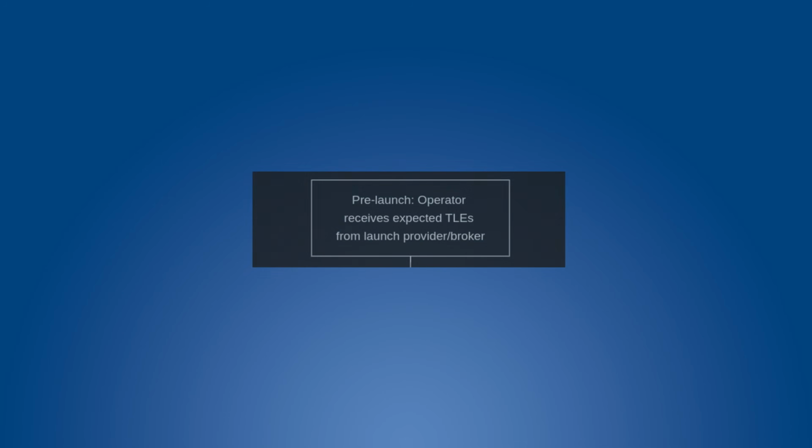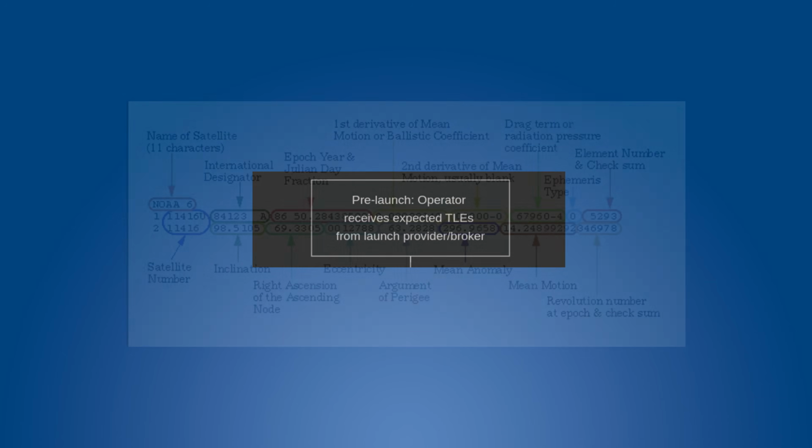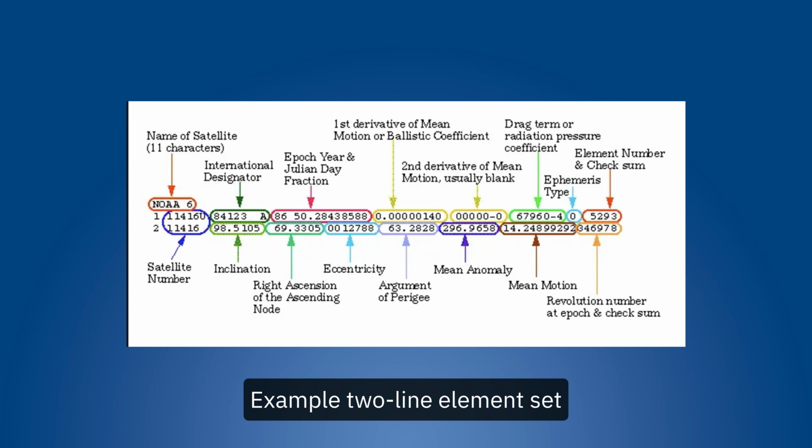From what I understand, orbit determination in practice works as follows. A satellite operator will get pre-launch TLEs from their launch provider or launch broker. TLEs, or two-line element sets, are just a way for encoding orbital parameters.